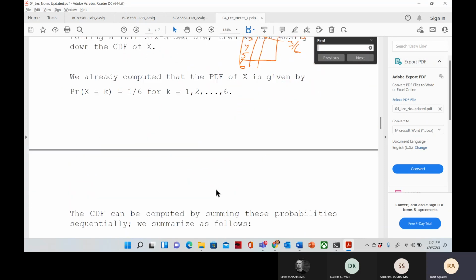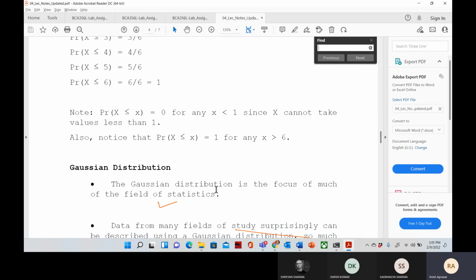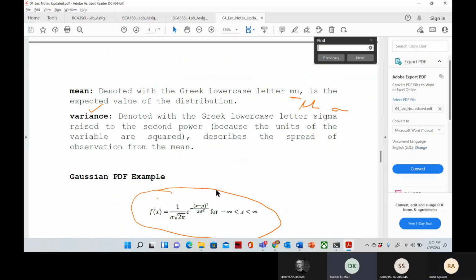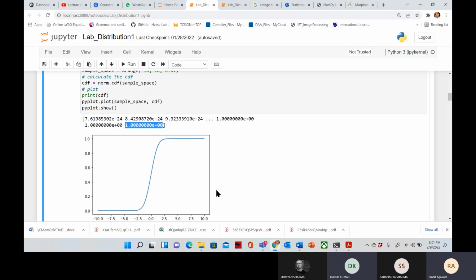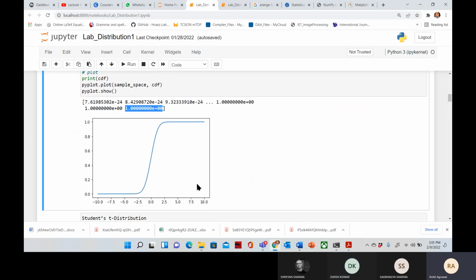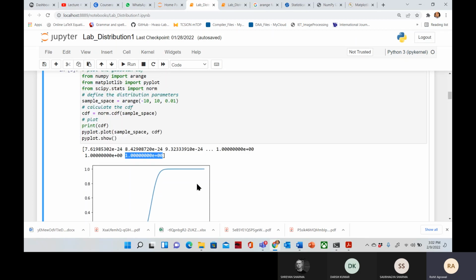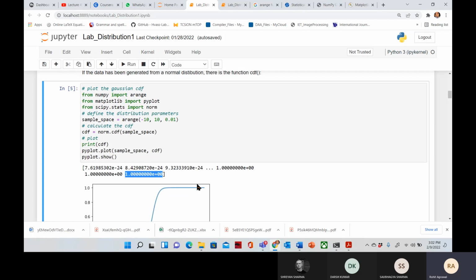Okay, I think in the notes I have not written, but it is non-decreasing. Sir, you explained it using the dice example. Yeah, okay. So these two distributions we just discussed till now: the Gaussian probability density function and then the Gaussian cumulative distribution function.